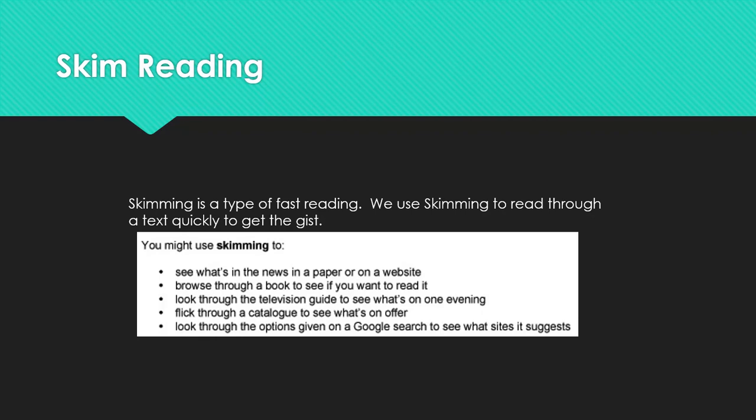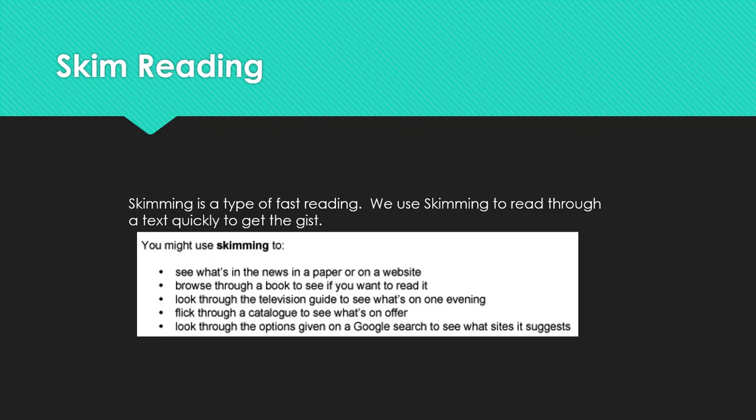Okay, so the first skill we're going to be looking at is skim reading. Now, skim reading is a type of fast reading, and we use skim reading all the time, okay? We use skim reading to read through a text quickly to get the gist, to get the main point of what is happening within the text. Okay, and we use skimming all of the time in lots of different areas of our lives. We use skimming to see what's in the newspaper or on a website, to browse through a book to see if you want to read it, look through a TV guide to see what's on in the evening, flick through a catalogue to see what's on offer, look through the options given on a Google search to see what sites it suggests. We use skimming all of the time.